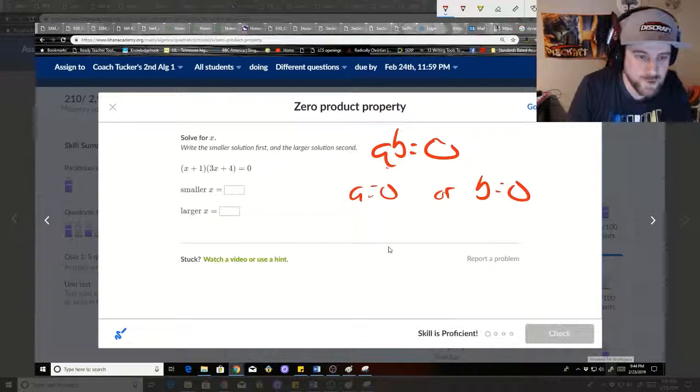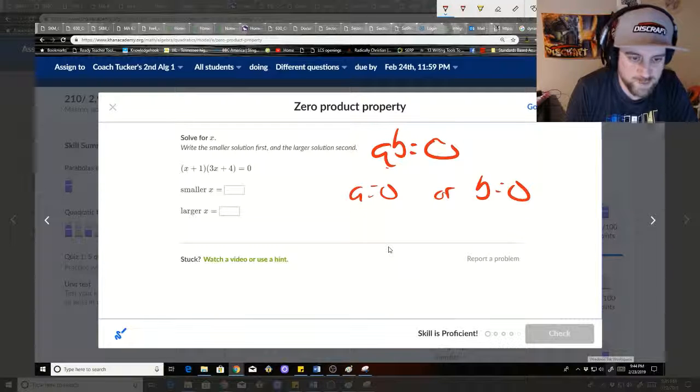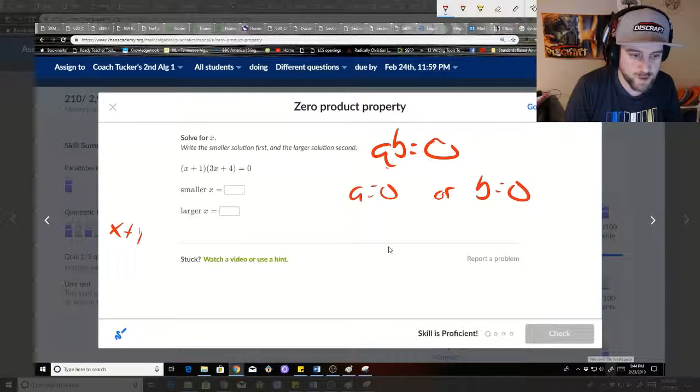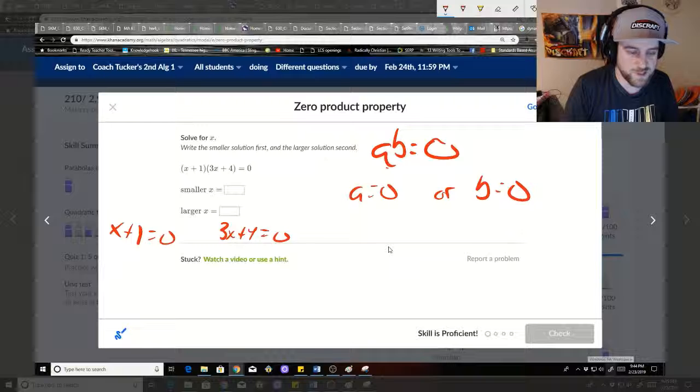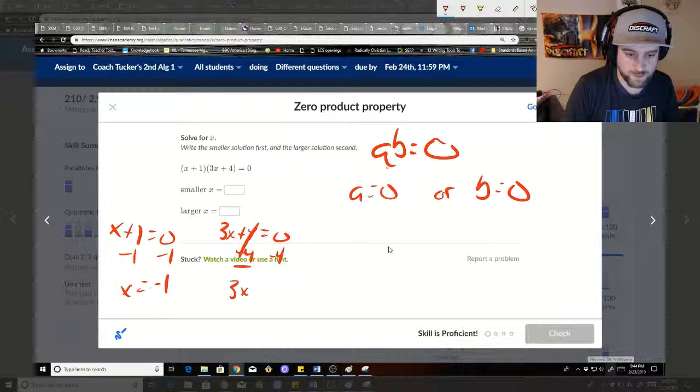Well, compare that to what you have here. You have x plus 1 times 3x plus 4 is equal to 0. Then one of those two has to be 0. Either one of them could be 0. So you set each one equal to 0. We have x plus 1 equal to 0. You also have 3x plus 4 equal to 0. So solve each one. Subtract 1 on each side over here, so x equals -1. Subtract 4 over there. Those cancel, leaving 3x equals -4. Divide by 3, divide by 3. So x equals -4 over 3.